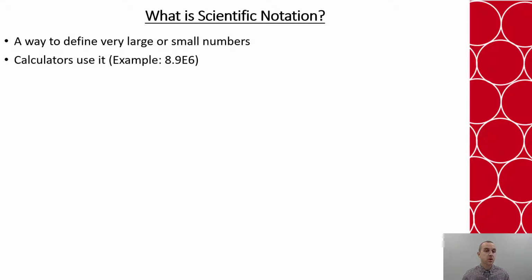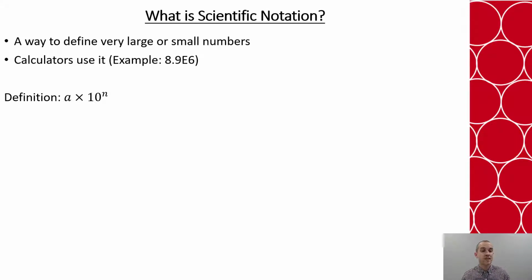Our calculators already have to do this because they have a limited screen size. So whenever you see this capital E raised to some integer, that's the calculator taking the final solution and putting it in scientific notation because it doesn't have enough places to put on the calculator screen from left to right.